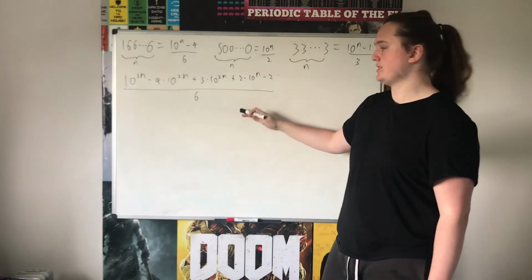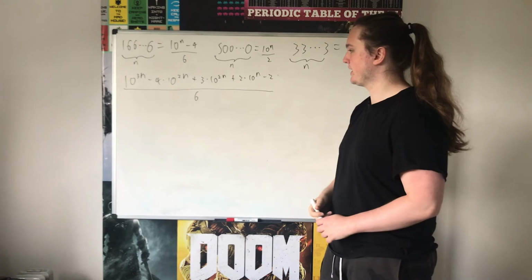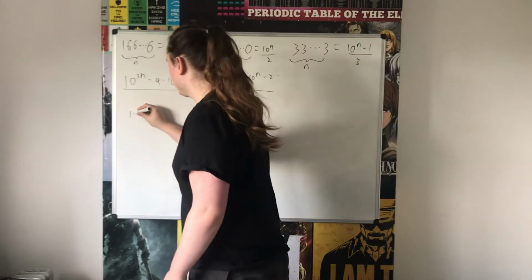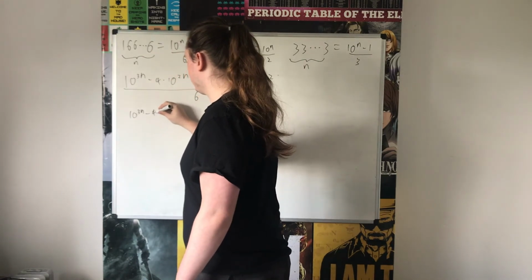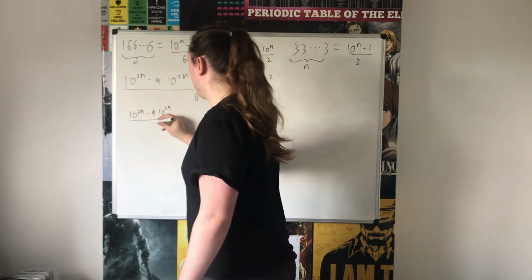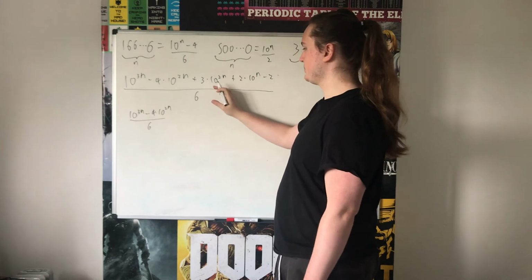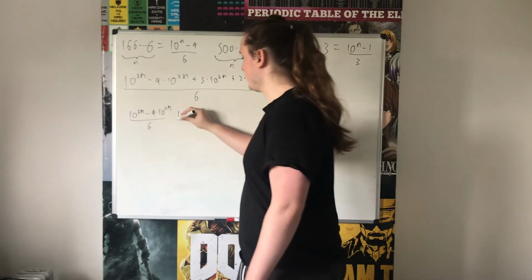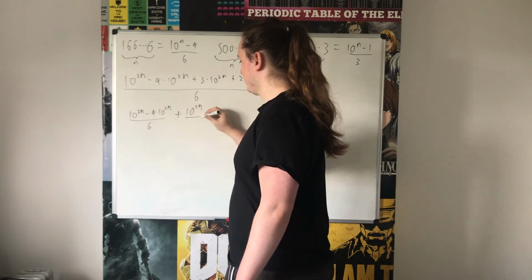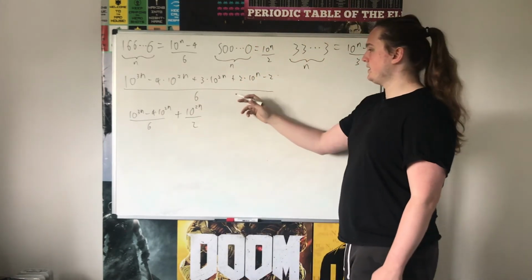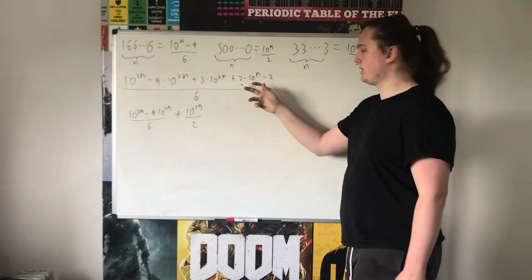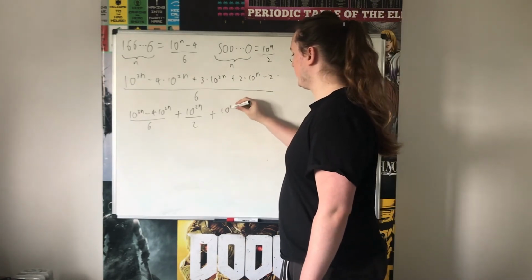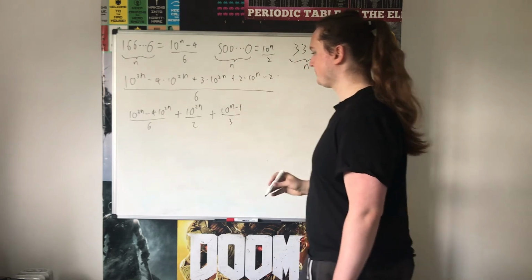So now we have this, we can split this up into 3 separate fractions. So first we're just going to take these two terms. So that would be 10^(3n) - 4 times 10^(2n) over 6. Now we're going to take this middle term, 3 divided by 6 is just a half, so we get 10^(2n) over 2. And then here, we can factor out the 2, divide by 6, which will just give us a third. So we get 10^n - 1 over 3.